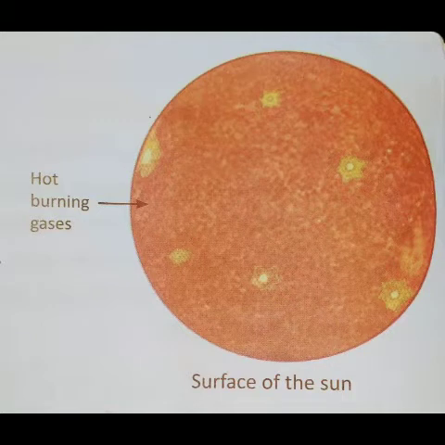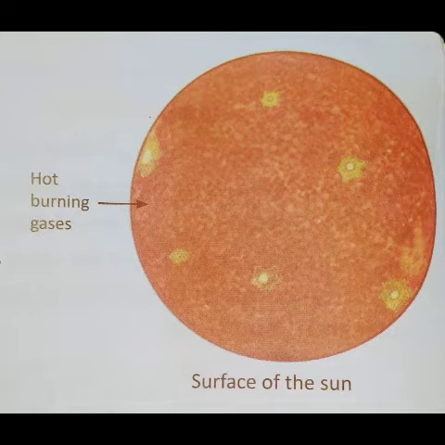The sun has a thin layer of atmosphere called the corona. What is the corona? The sun has a thin layer of atmosphere called the corona. Look at the picture given. It is this corona that we sometimes see during a solar eclipse.